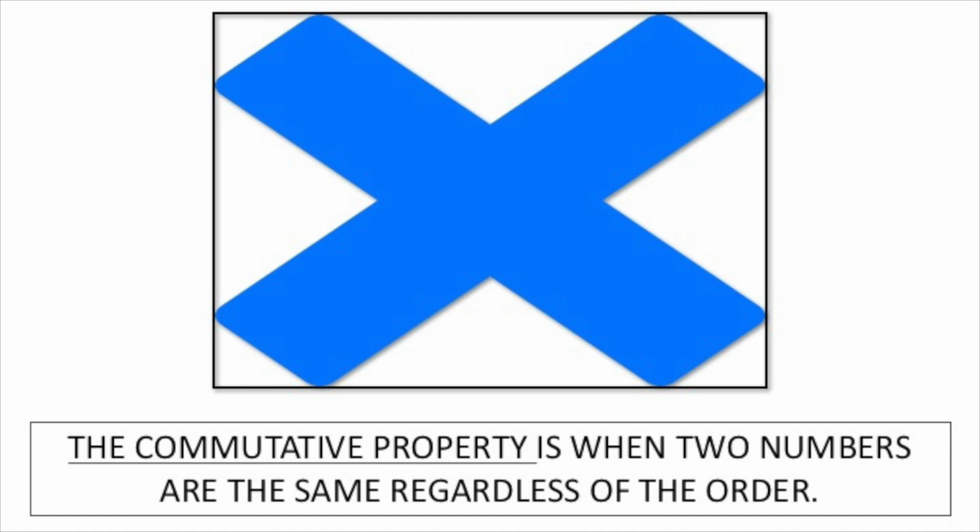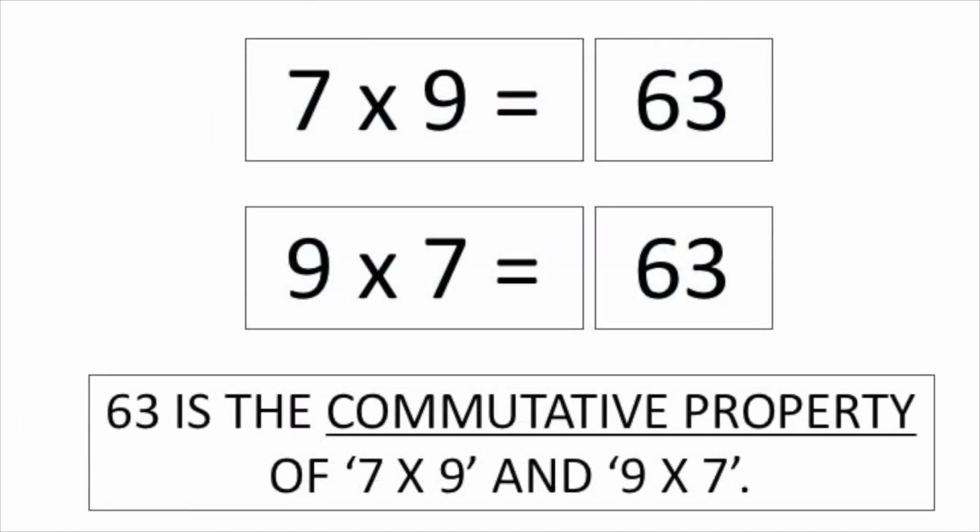But now we're going to learn about the 4 different properties of multiplication. And the first one, the commutative property, is when 2 numbers are the same regardless of the order. Yes. Now let's look at some examples about what we mean about commutative property. 7 times 9. Equals 63. Really? Yes. Are you sure? Yes. Okay, let's see. 7 times 9 equals 63.